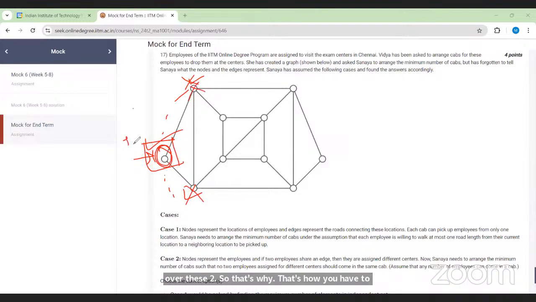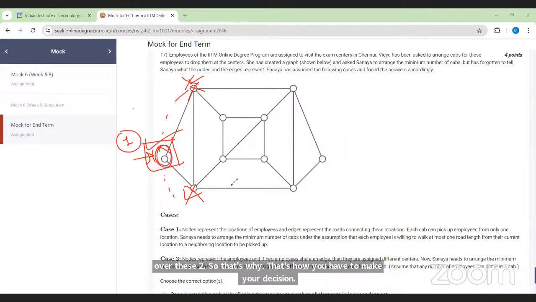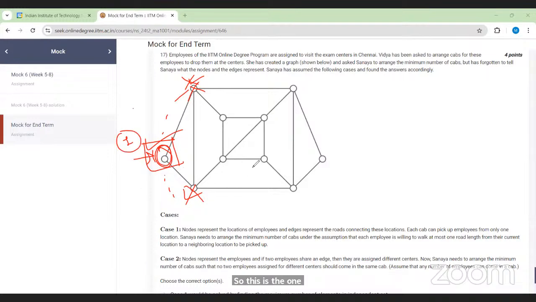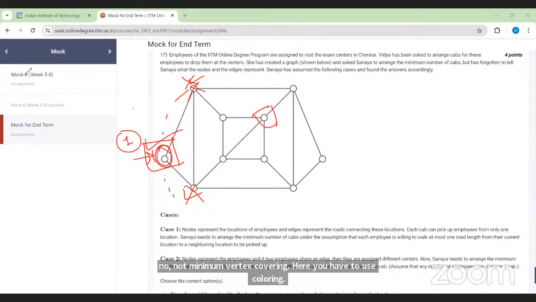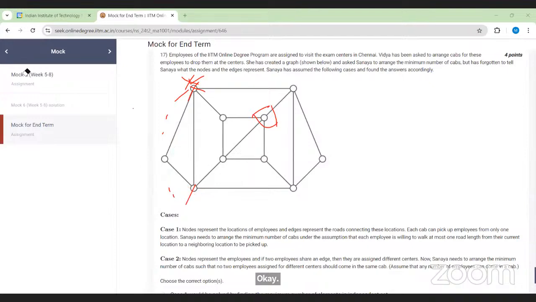So this is one vertex, right? There we can send a cap, and we can choose another vertex. Can we use minimum vertex cover similarly, ma'am? No, not minimum vertex cover. Here you have to use a coloring problem. No, not coloring either. You have to find the independent set. Correct, you have to find the largest independent set.